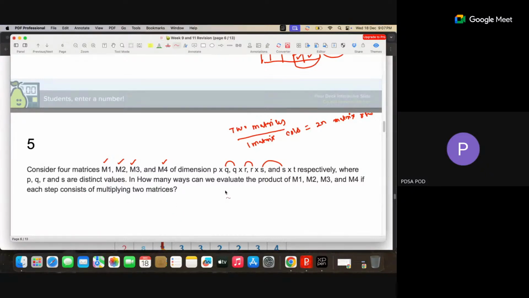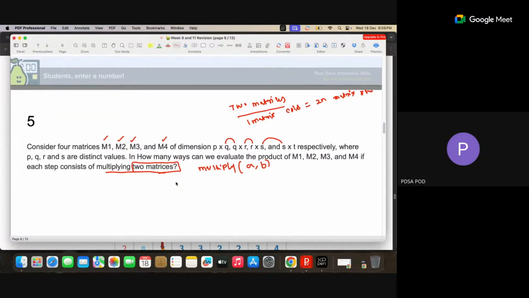How many ways are there to evaluate the product of M1, M2, M3, M4? Remember, each step we are multiplying two matrices only. What does it mean? You have a function called multiply. This function takes only two parameters, A and B. A is the first matrix, B is the second matrix. It is not capable of taking three parameters, because at a time it can multiply two matrices only. That is a limitation.